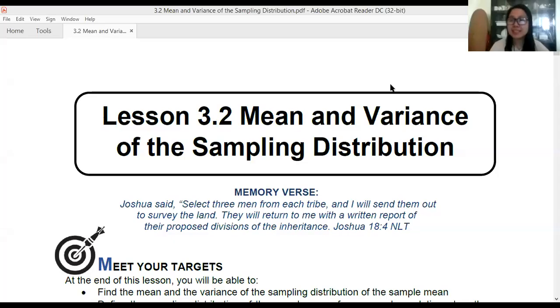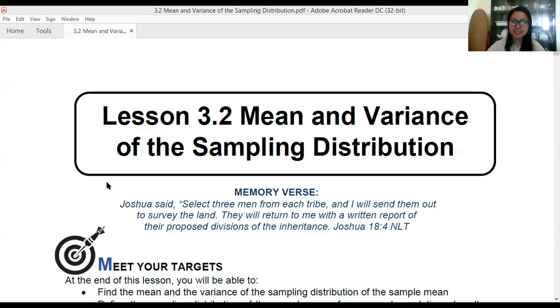Now again, this is about the mean and variance of the sampling distribution. And our memory verse is found in Joshua 18 verse 4. It says, Joshua said, select 3 men from each tribe, and I will send them out to survey the land. They will return to me with a written report of their proposed divisions of their inheritance.